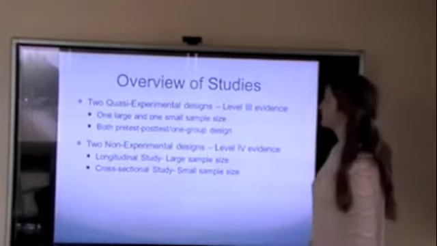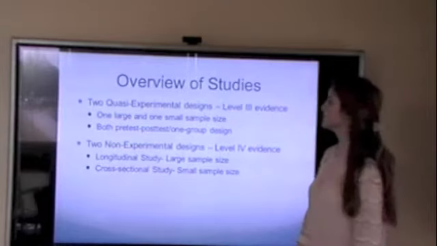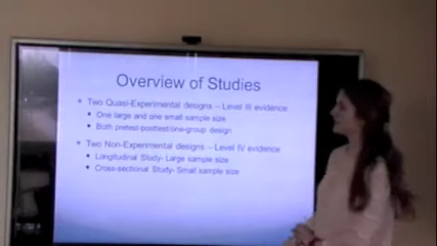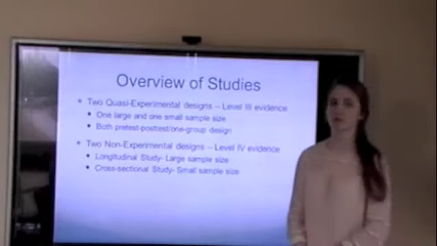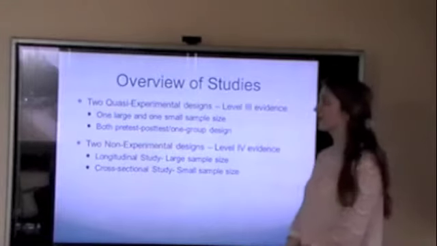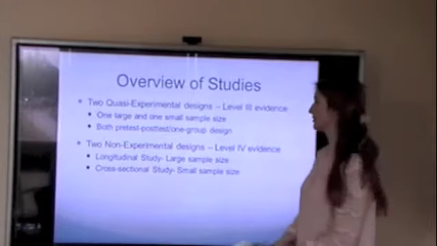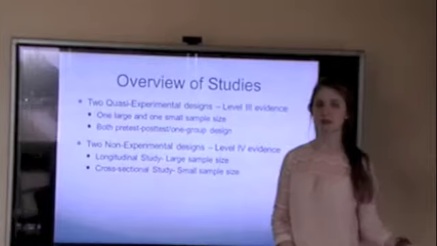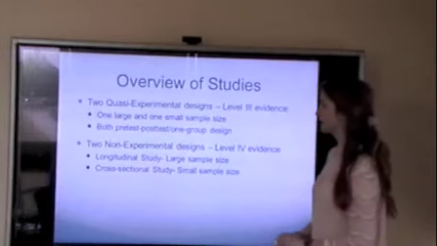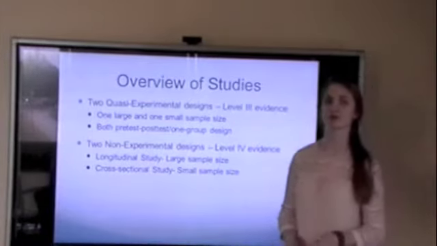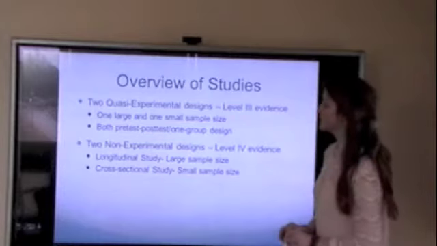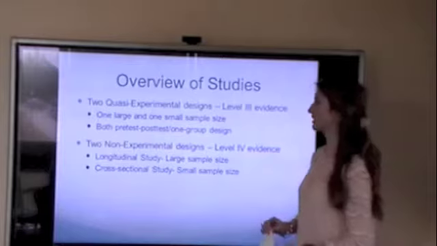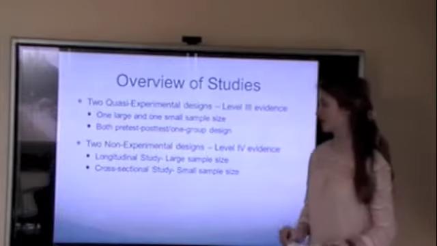So this is an overview of our studies. We chose 2 quasi-experimental designs, both with level 3 evidence. One had a large and one had a small sample size, but they were both pre-test, post-test, or one group design, meaning that they collected data before the experiment and after the experiment. But there was no control group and no randomization. The 2 non-experimental designs were level 4 evidence, and that included a longitudinal study and a cross-sectional study.